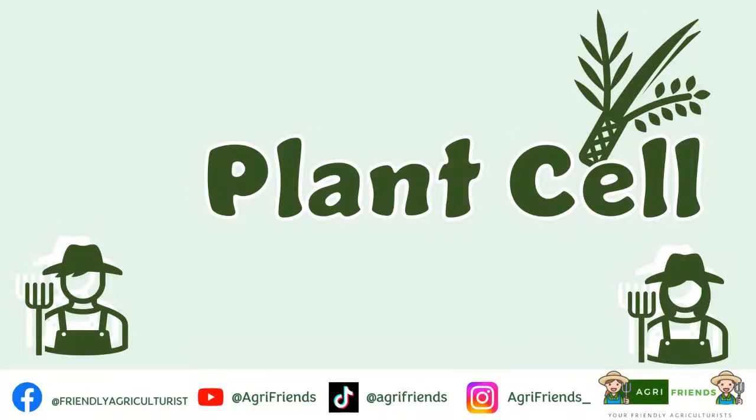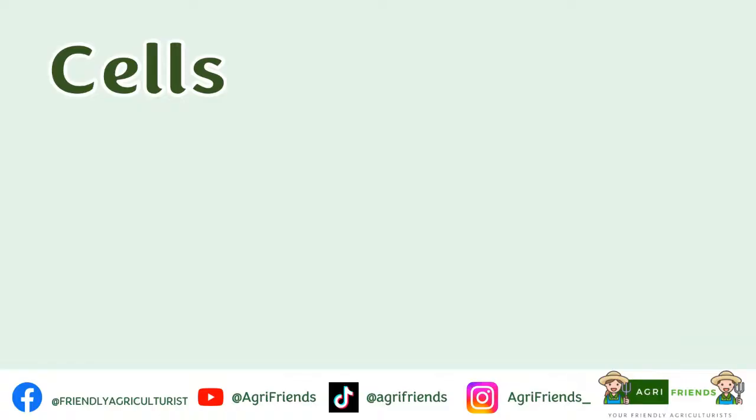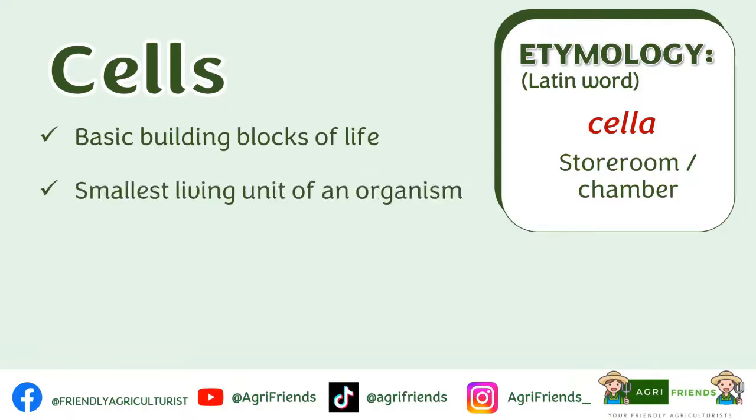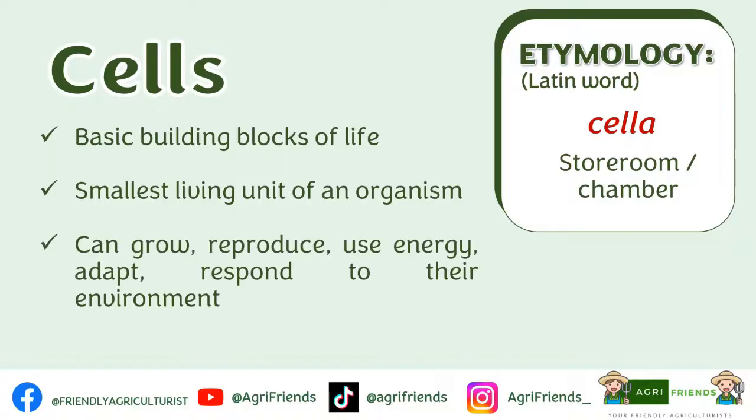Today we are going to talk about plant cells. So what are cells? The term cell originated from the Latin word cella, meaning storeroom or chamber. They are the basic building blocks of life, or the smallest living unit of an organism. Cells are capable of independent existence and propagation. Thus, they can grow, reproduce, use energy, or respond to their environment.